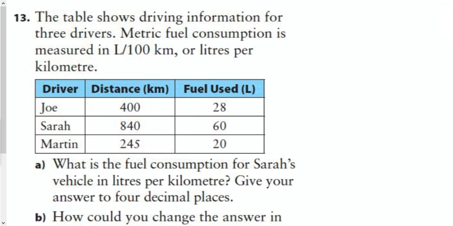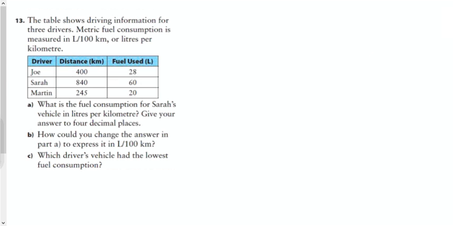Oh my heavens, we're already at 22 minutes into our video. Here we go. Question number 13. We got Joe and Sarah and Martin. And each of their cars went different distances and used different amounts of fuel. And we want to know which one has the best fuel consumption rate, or uses the least amount of liters of gasoline to go a kilometer. So we have per kilometer written right here.